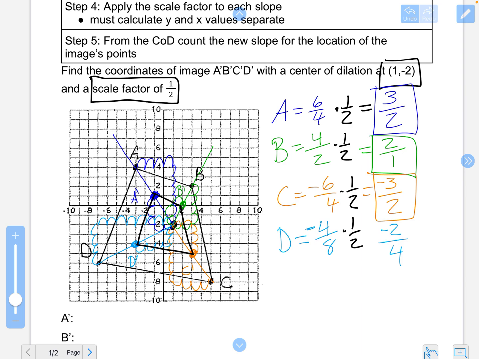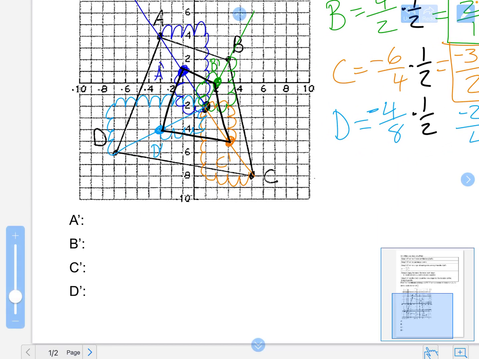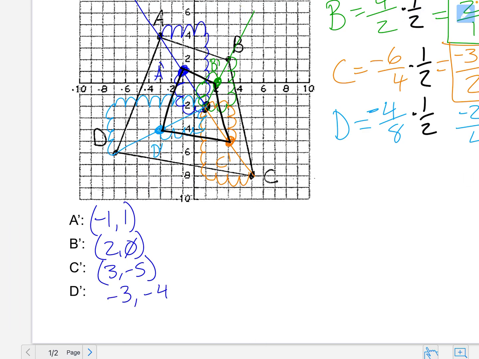And so that is how we do dilations about a point. My new points: A prime is at (-1, 1). B prime is at (2, 0). C prime is at (3, -5). And then D prime is at (-3, -4). And so those are my new points.